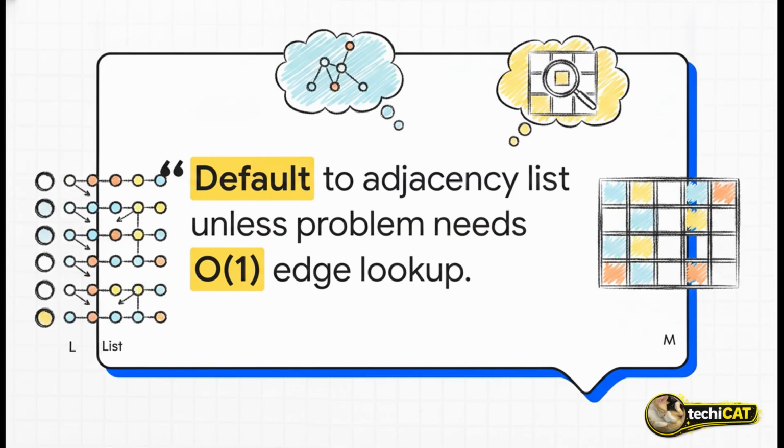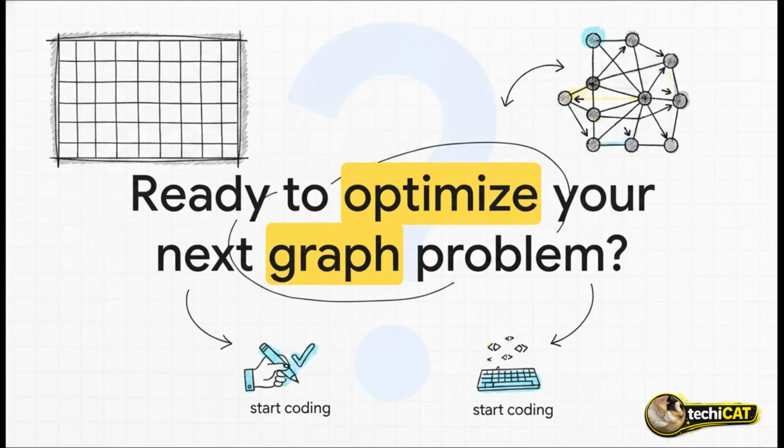In, I'd say, 95% of LeetCode style problems, the graph is going to be sparse, and your interviewer is going to be grading you heavily on space complexity. Start with the list. Make them prompt you for a matrix if they have a highly specific, dense graph edge case in mind. So the big question, are you ready to optimize your next LeetCode graph problem?